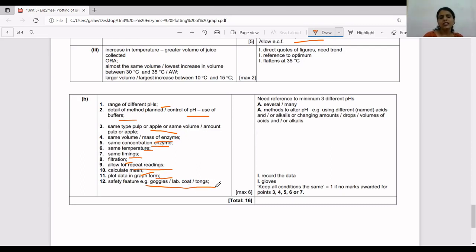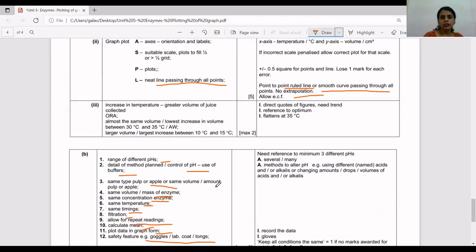So these points are actually very easy. It is very easy to describe any investigation. Just remember, whenever you're designing or describing any experiment, you should be able to understand what would be your dependent variable and what would be your independent variable. Always in an experiment we have a control. Plus you should always repeat an experiment so that you can get accurate data.